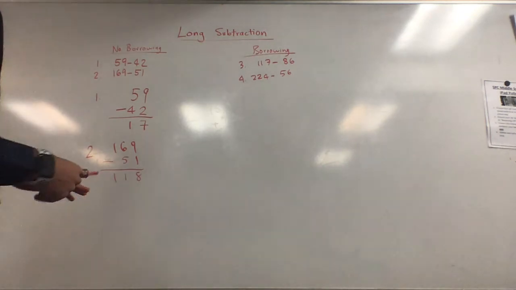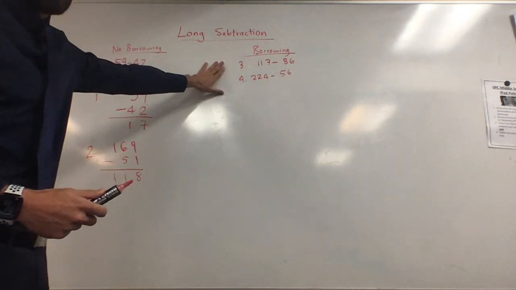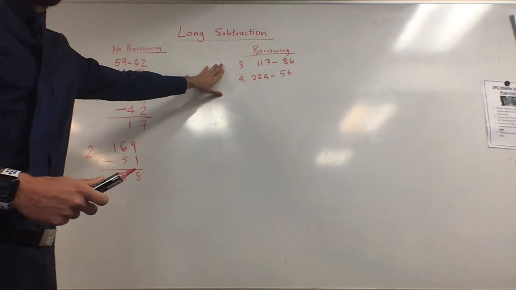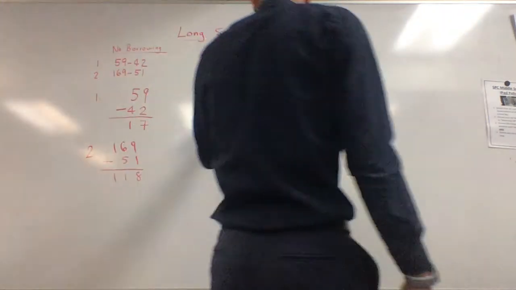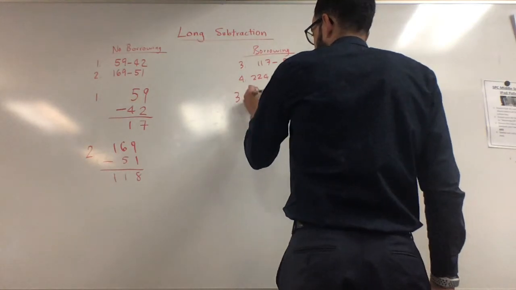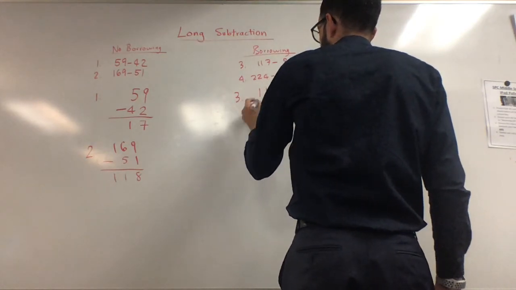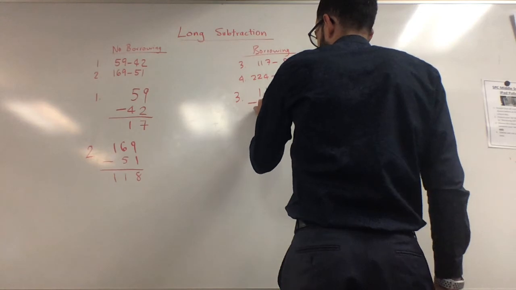However, we then have this problem where the number on the top is smaller, and that is when we use a strategy called borrowing. So we're going to have a look at how we borrow. So first of all, with question number 3, 117 minus 86.